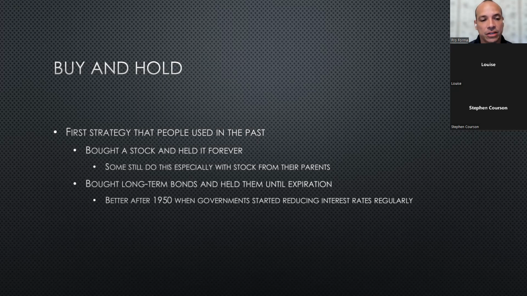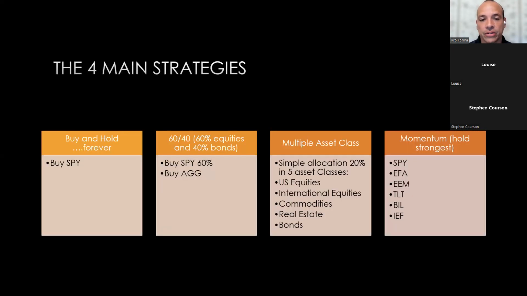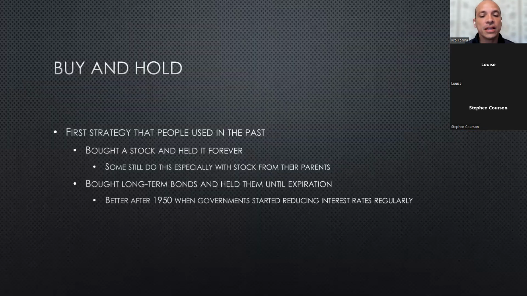So you have to think about that. So that's the weakness, I think, in the buy and hold. And obviously you don't want to see negative numbers. Then the 60-40 strategy is solid. You're going to do well in good times and bad times.